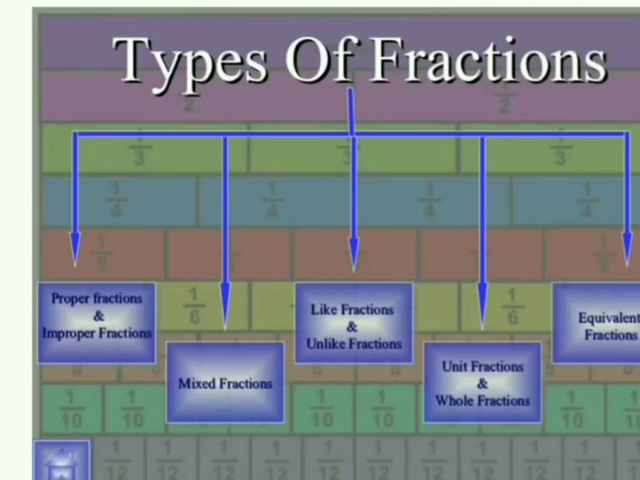Now we will study the types of fraction. How many types of fractions are there? 5 types. Very good. First, proper and improper fraction. Second is mixed fraction. Third is like and unlike fraction. Fourth, unit and whole fraction. And at last, equivalent fraction. Let us discuss all the types of fraction one by one.